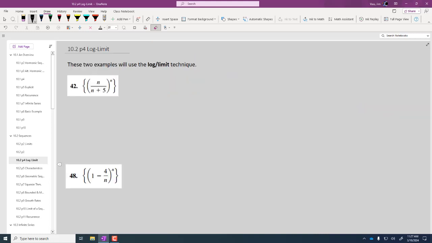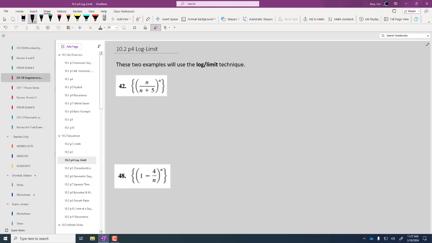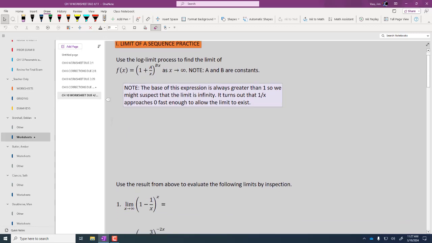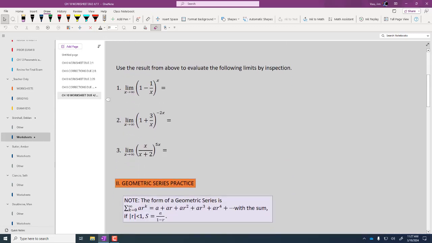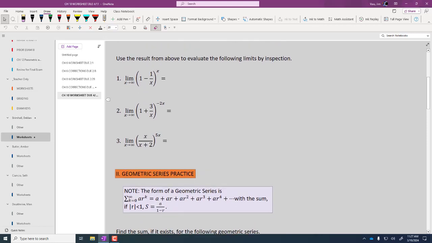Here's a technique that's going to be super important, and if you look at the worksheet, I've got a lot of stuff. I released your worksheets. Everything should be caught up. So worksheet due on the 11th, there's going to be a lot of this limit of sequence stuff that is going to be super important that's related to e.